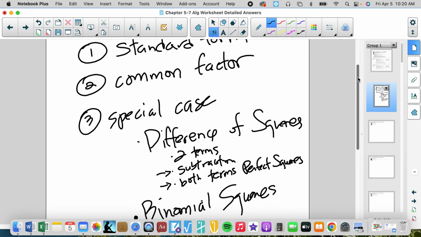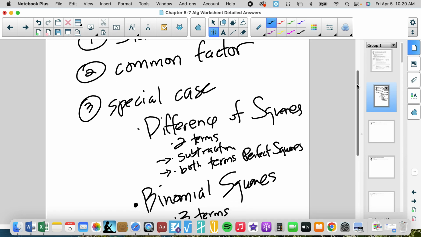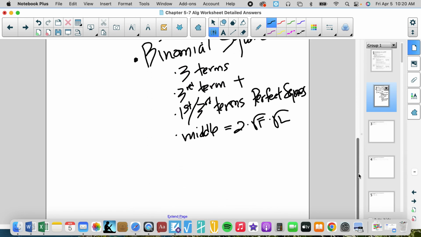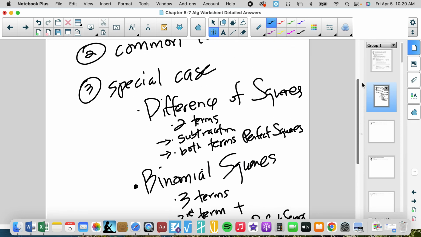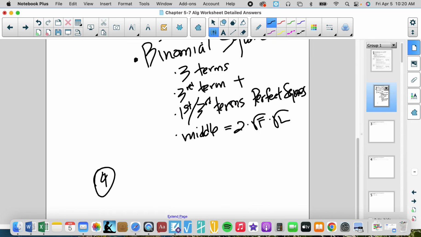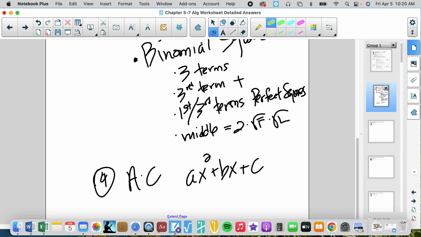All those. Common factor, we're going to factor out a common term. Special cases, difference of squares, binomial squares, we're going to do that mentally. And then number 4, if it's not any of these, then we're going to do A times C, and that's what we're going to work on today. A times C, we know that all of these trinomials are written ax squared plus bx plus c, where our A value is the coefficient of x squared, and our c value is the constant.